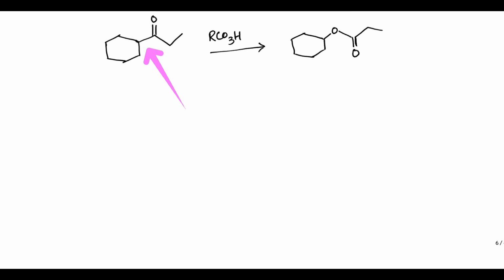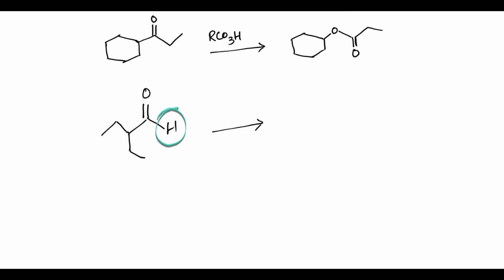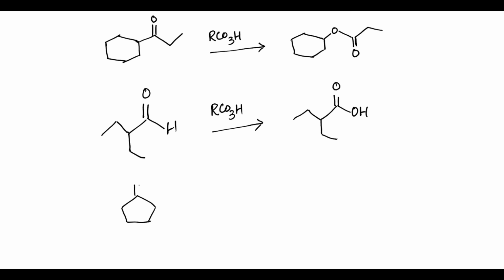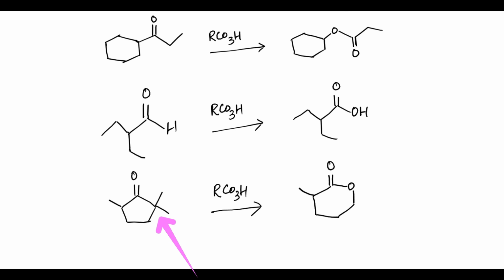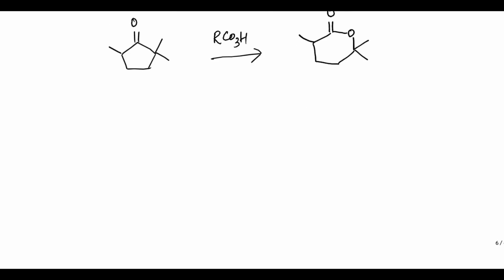In case of this ethyl cyclohexyl ketone, oxygen is inserted between carbonyl carbon and cyclohexyl group. In case of this aliphatic aldehyde, hydrogen migrates in preference to alkyl so that carboxylic acid is formed. In case of this unsymmetrically substituted cyclopentanone, more substituted carbon migrates in preference so that this lactone is formed.